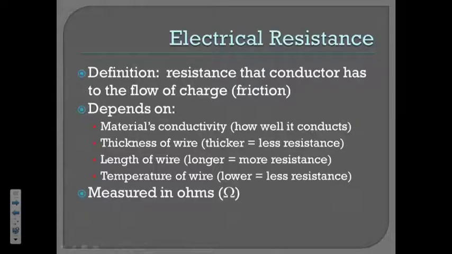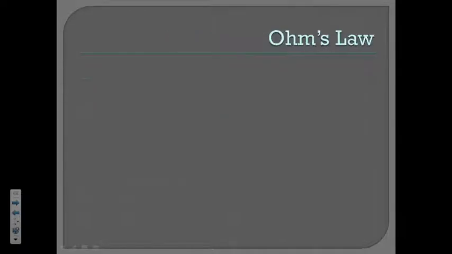And resistance is measured in ohms, and that funny little O looking thing is omega. So start practicing drawing that so that you can write it as your units whenever you're solving problems.